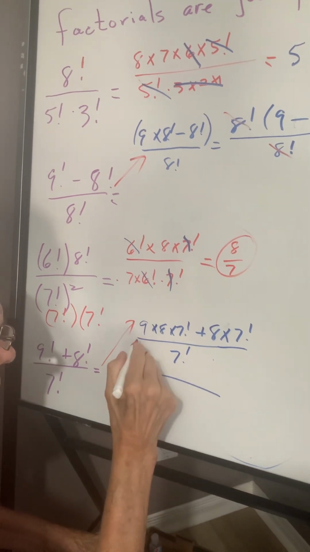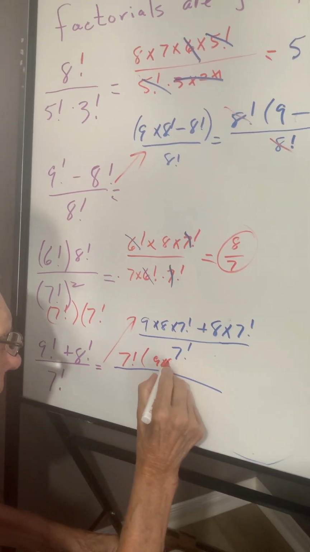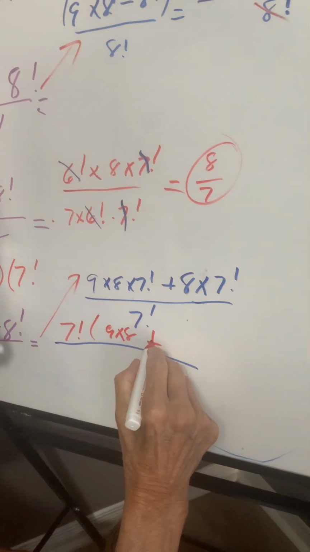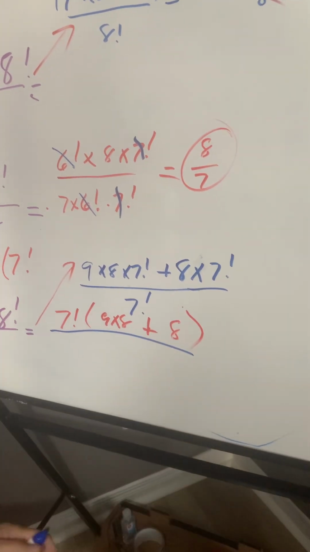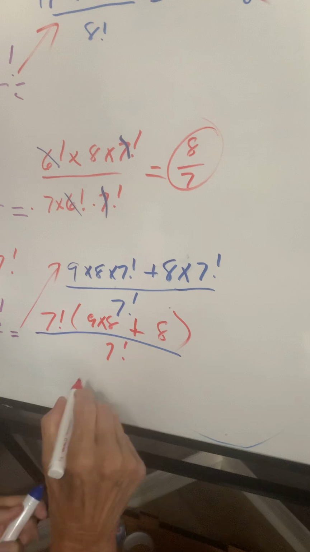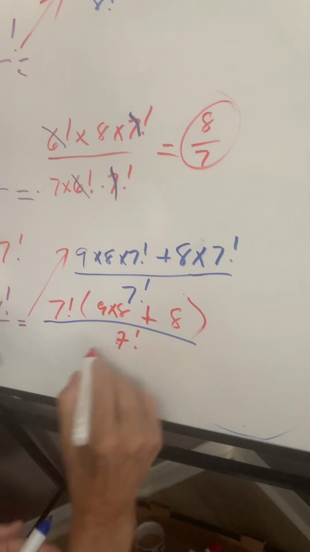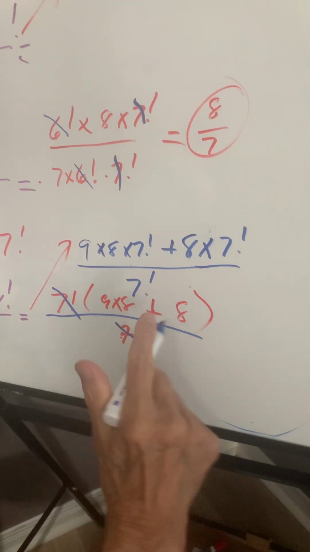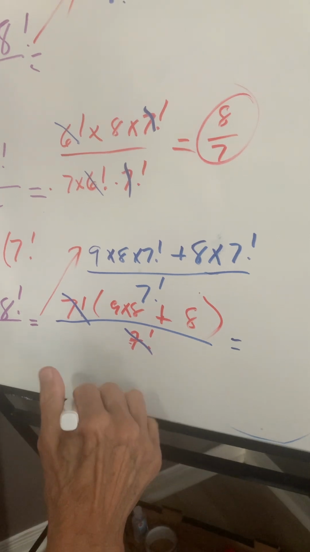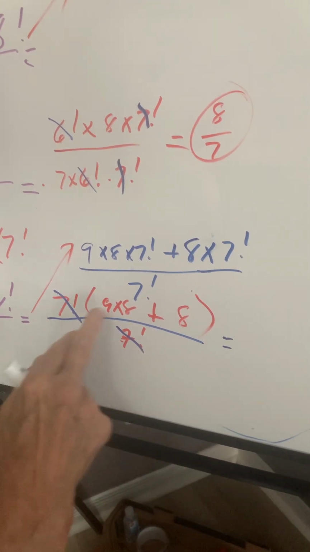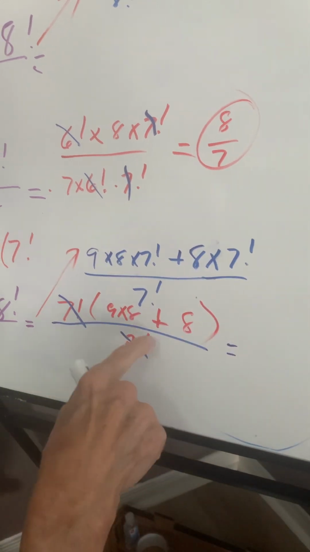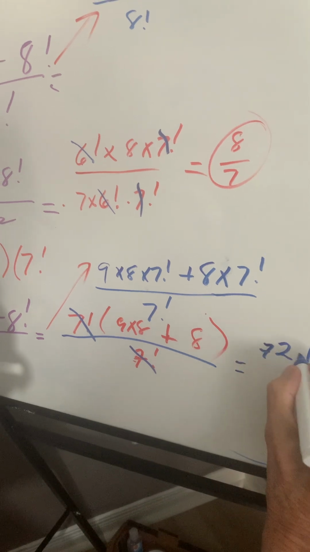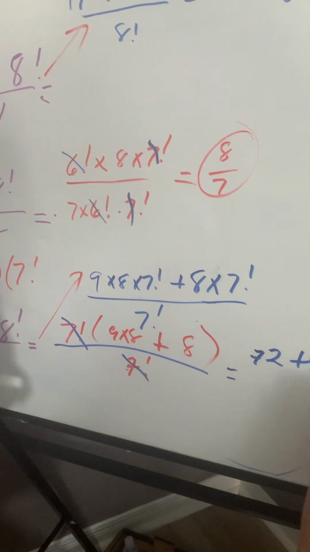Okay, I took it out here. I'm going to be left with 9 times 8. Okay, it's gone. Plus, I take it out of there and I'm going to be left with plus 8. There I am. Now it's over 7 factorial. So these two cancel. So notice what I have over here, that cancels that. And I'm left with, let's see, the 7s are gone. 9 times 8 is 72, plus 8, and the answer is 80.